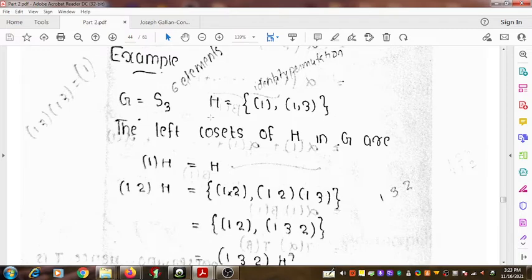subset which is taken here, and then how can we form the cosets? Now you can verify whether it is a group or not. So you can verify whether it is a group. If it is a group, then (1 3) must be the inverse of (1 3). Let's check whether it is true.